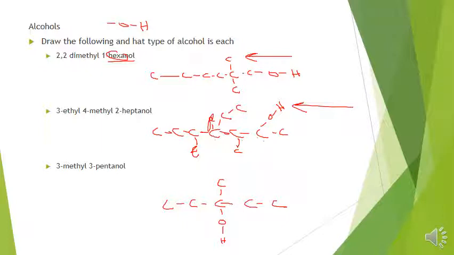All right, so that's the structure for each one. I also ask you to tell what type of alcohol each is. So we'll figure out the type. You look at the carbon that's attached to the hydroxyl and count how many carbons are attached to it. This carbon here only has 1 carbon attached to it, so this is a primary alcohol. Okay, so this carbon right here has 2 carbons attached to it: 1, 2.